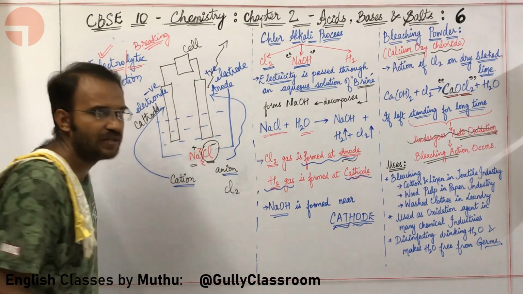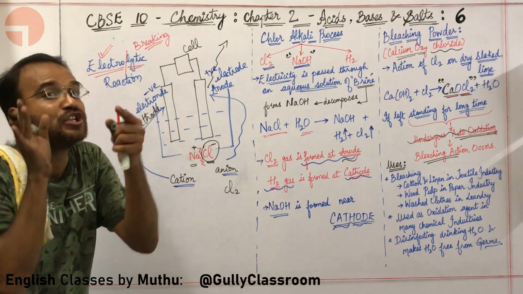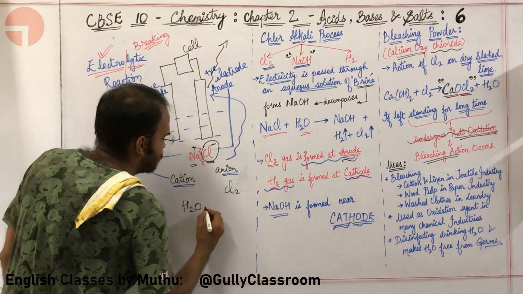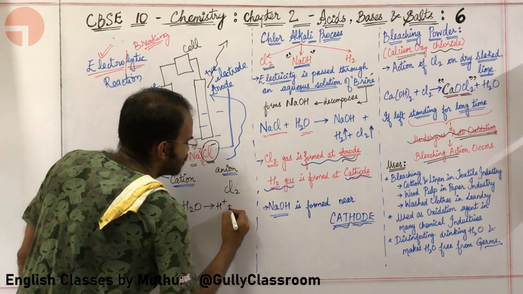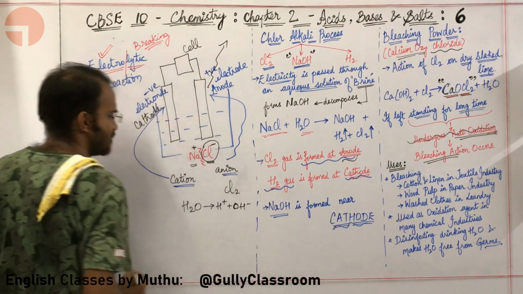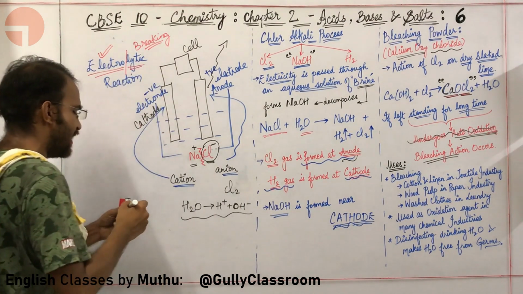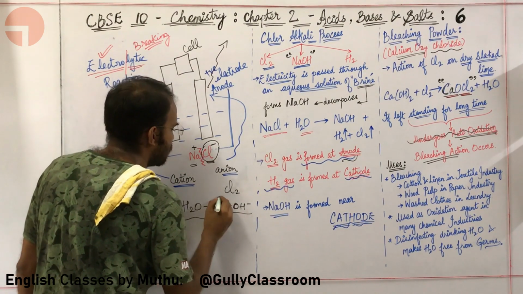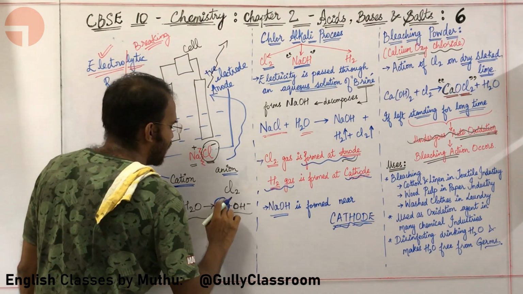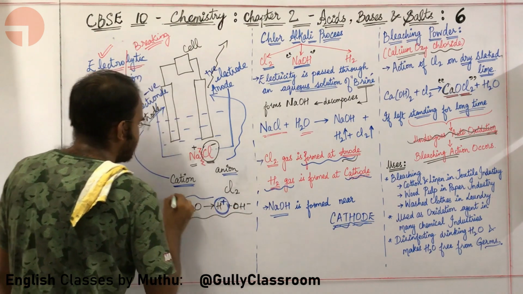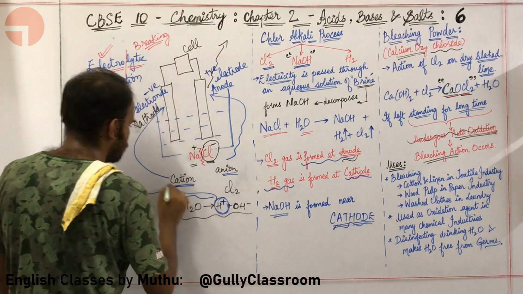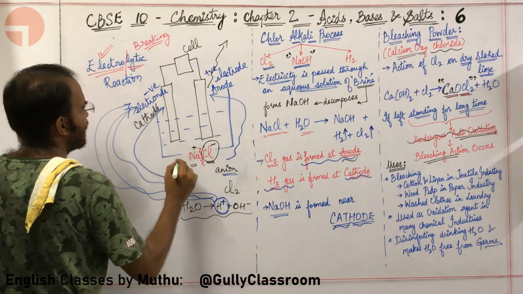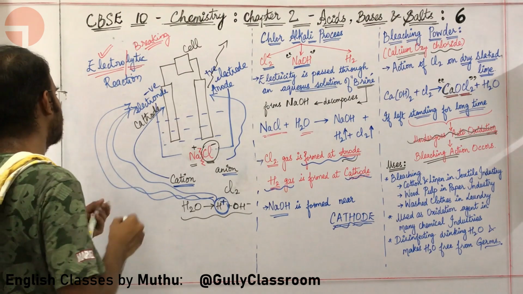Here you have brine. Brine is nothing but a thick mixture of salt and water. The water present will break to give H plus and OH minus ions. Here H plus is once more forming a cation, a positive ion. So this H plus will immediately move towards the cathode and combine to form an H2 molecule.